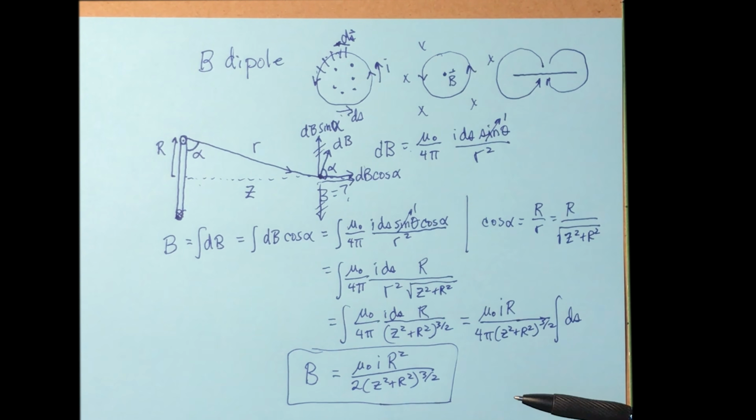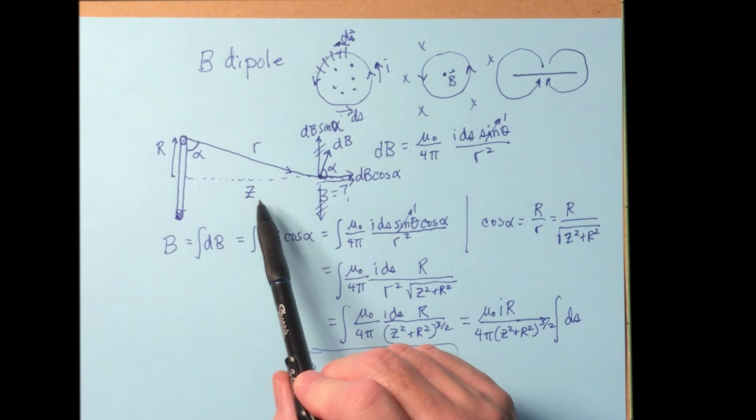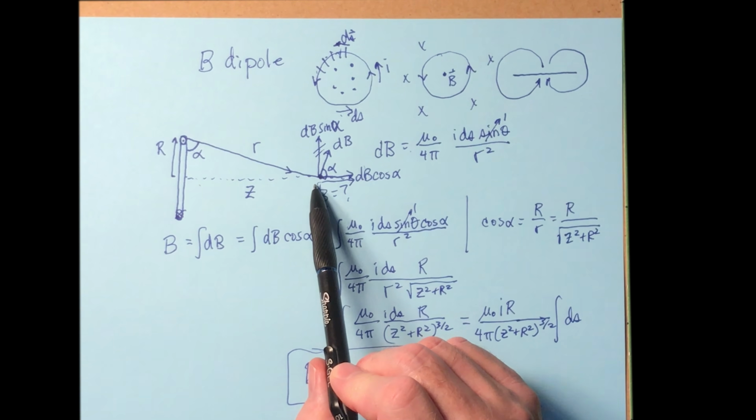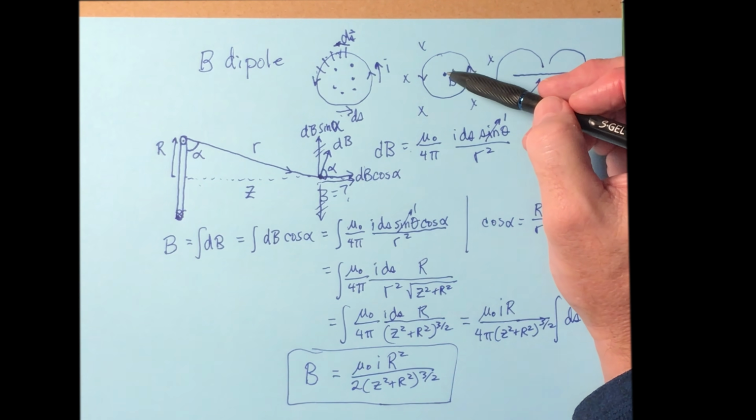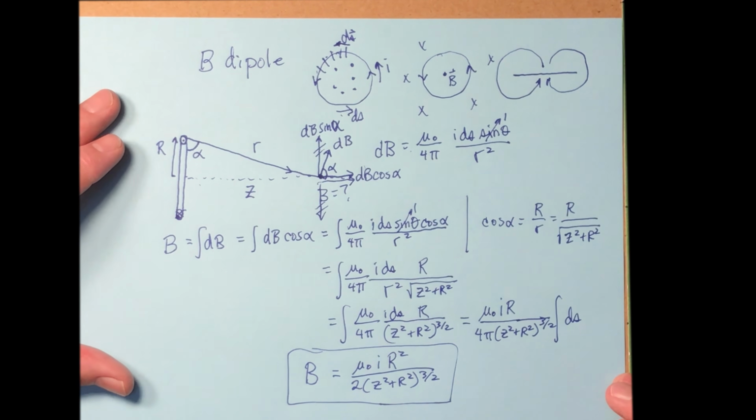Now let me ask you a follow-up question here. Let's say the question is not what is B some distance out here, but what is the magnetic field right at the center of the wire, right at the central part? In other words, right here at the center of that loop. What is the magnetic field there?